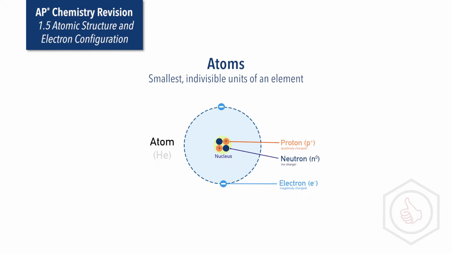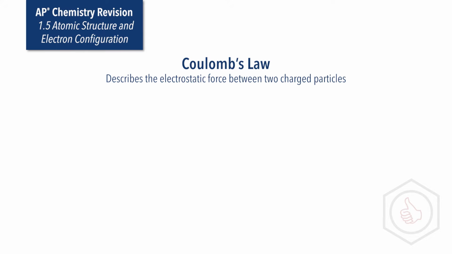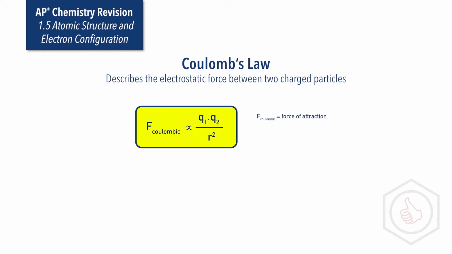Because the nucleus of an atom is positively charged and the surrounding electrons are negatively charged, there is an electrostatic force of attraction between them. This attraction can be described by something called Coulomb's law, where F is proportional to Q1 times Q2 divided by R squared, with F being the force of attraction, Q1 and Q2 being the charges of the two particles, and R being the distance between them.